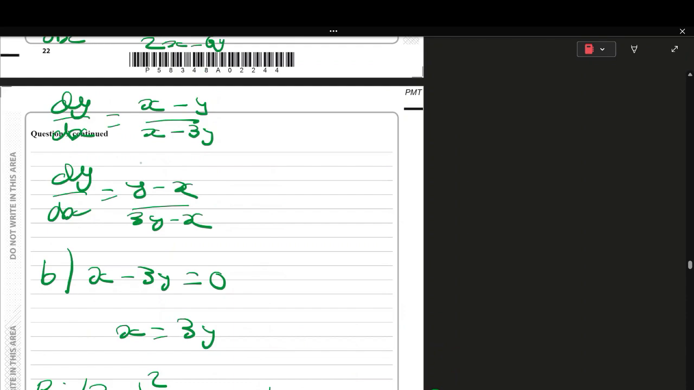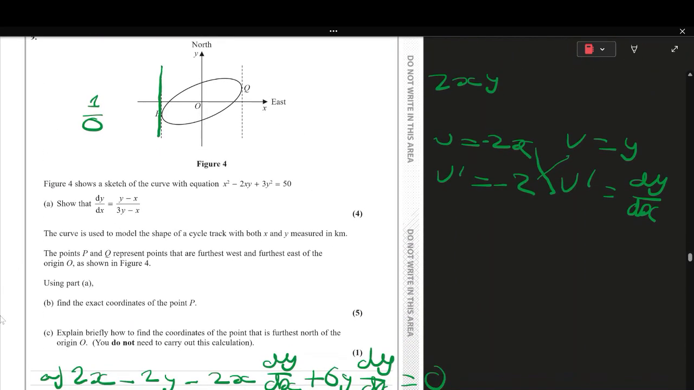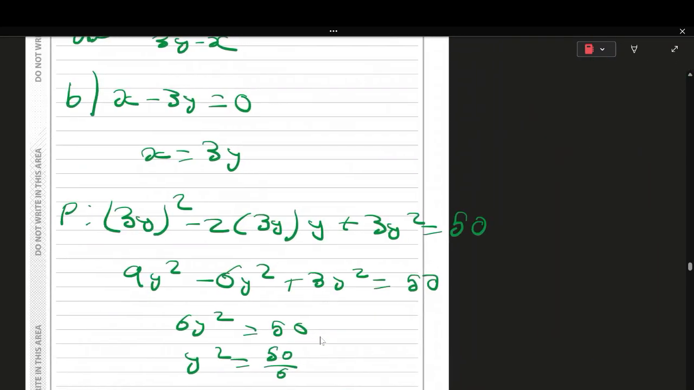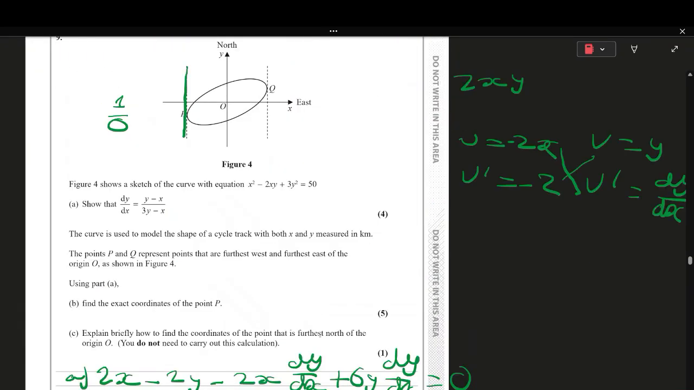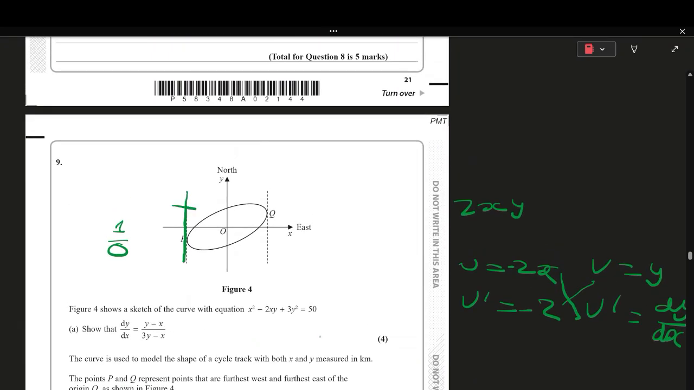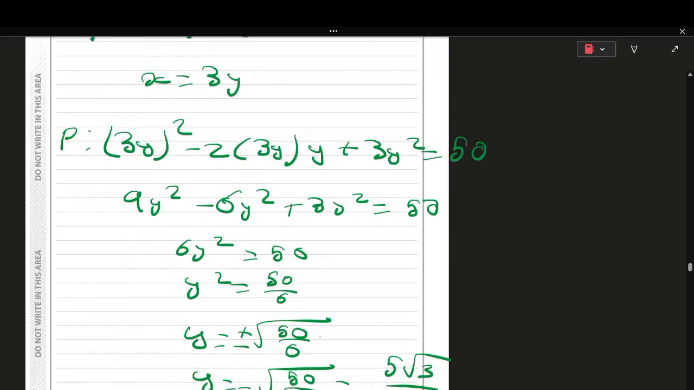So part C, explain briefly how you find the coordinates of the point that's furthest north. So part C, basically you'd set dy by dx equal to 0 since the tangent there is a straight line like that rather than upwards.